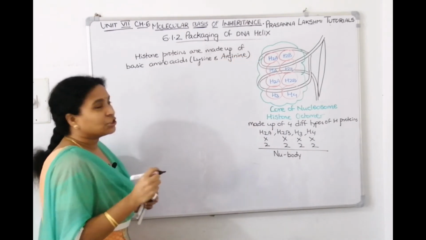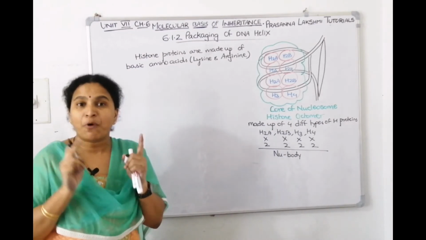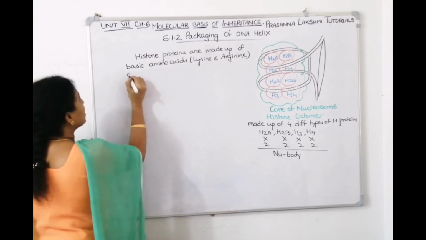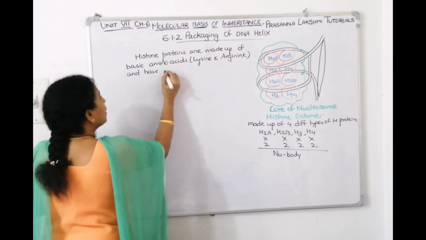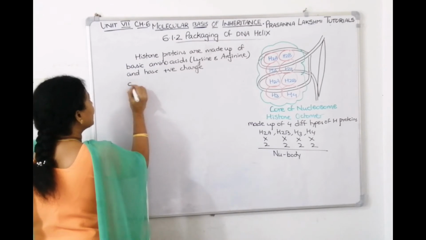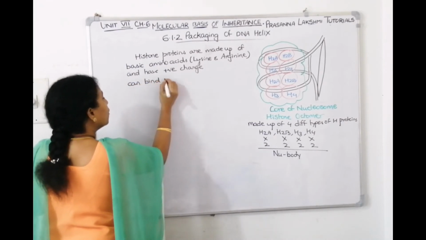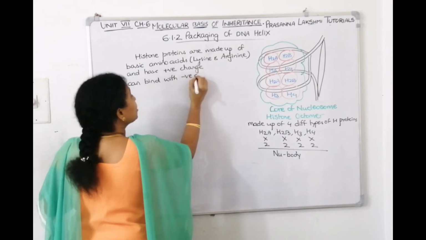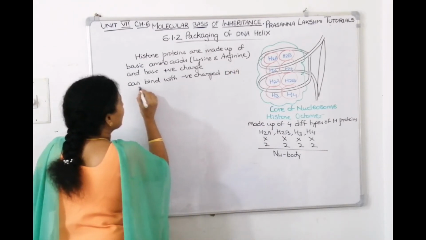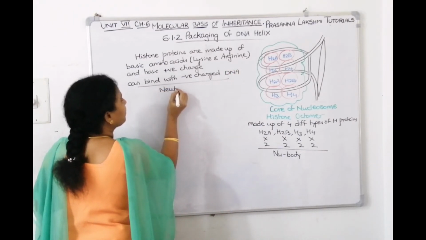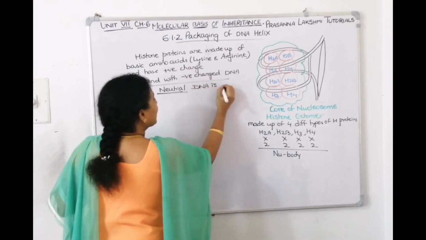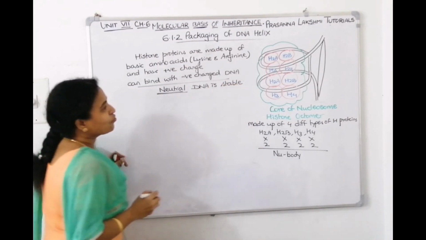So lysine and arginine have more amino groups. They have more positive charges. So histone proteins are made up of basic amino acids, lysine and arginine, and they have positive charges on them. Now this positive charge can bind with the negatively charged DNA. Positive charge and negative charge become neutral. When the charge becomes neutral, then the DNA becomes stable.